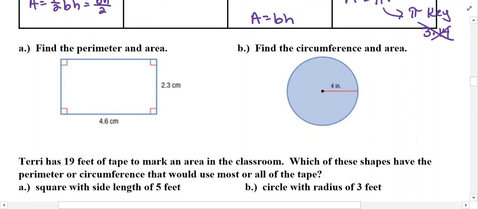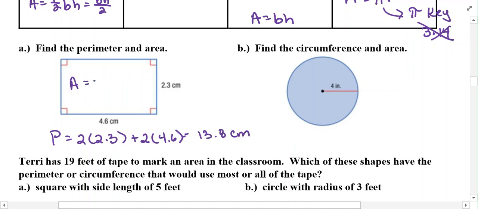Looking at the first problem, I want to find the perimeter. The perimeter here would be 2 times 2.3 plus 2 times 4.6, which would give me 13.8 centimeters. The area would be 2.3 times 4.6, and that would give me that the area is 10.58 centimeters squared.